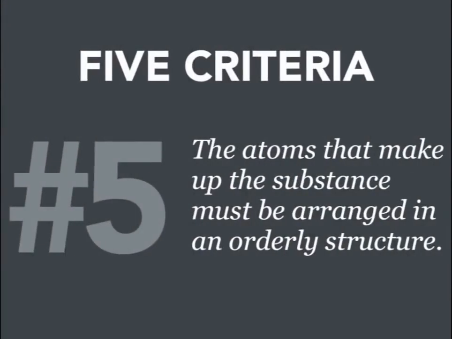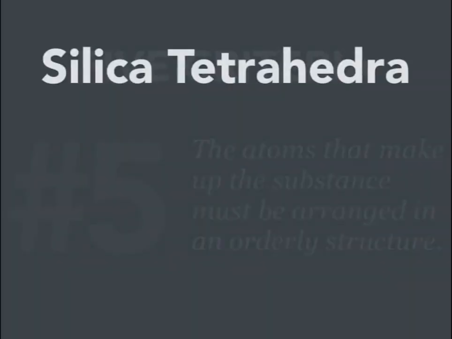And then finally, criteria number 5. The atoms that make up the substance must be arranged in an orderly crystal structure, a specific structure. Let me give you an example of this. The majority of the minerals that exist on Earth's surface are considered silicates, and that means they're made up of, in part, silicon and oxygen. The silica tetrahedra is the most common arrangement of silicon and oxygen atoms within a mineral.